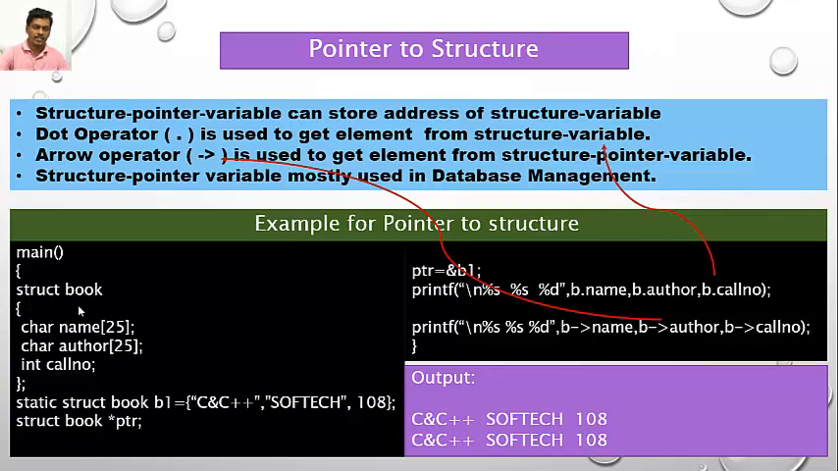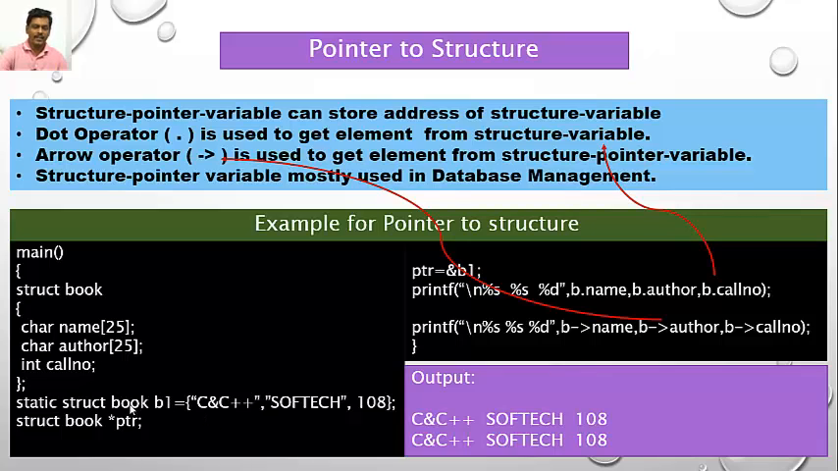So main function, struct book, character name of 25, character author of 25, integer call number. Static struct book B1 equal to, so that at the time of declaration we initialize the values. C and C++ are stored in B1 dot name. Softtech is stored into B1 dot author. Then 108 is assigned to B1 dot call number.